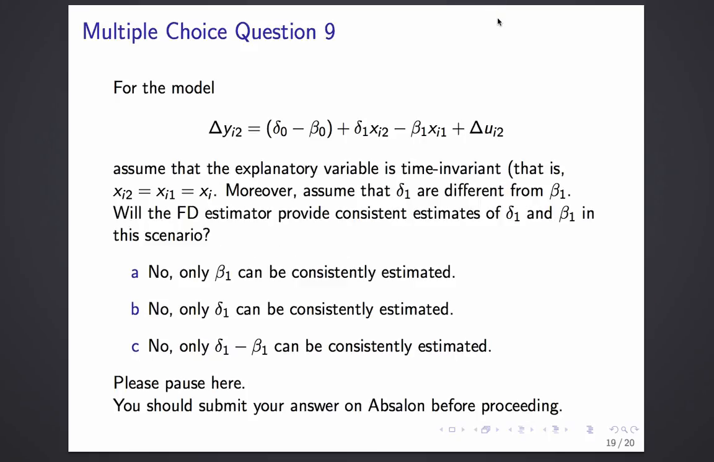Okay, let's move on to the last question. With the same model as before, you're now told that delta 1 is different from beta 1. The question is, will the first difference estimator provide consistent estimates of both delta 1 and beta 1 in this scenario? A. No, only beta 1 can be consistently estimated. B. No, only delta 1 can be consistently estimated. And finally, C. No, only delta 1 minus beta 1 can be consistently estimated. Now for the last time, go to Epsilon and submit your answer.